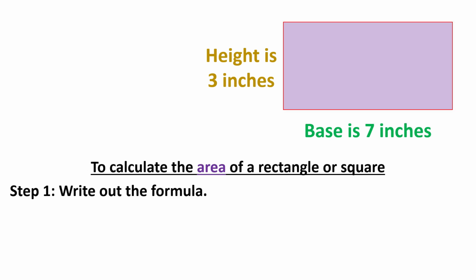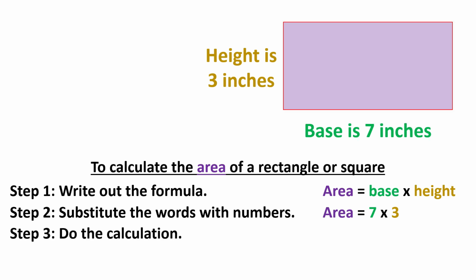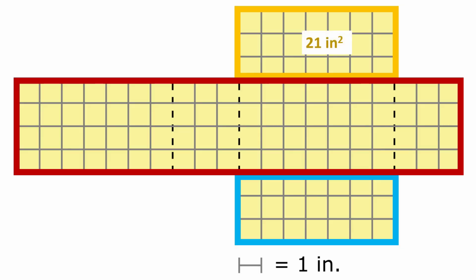Step 1. Write out the formula. Area equals the base times the height. Step 2. Substitute the words with numbers. In this case, the base is 7, and the height is 3. Step 3. Do the calculation. 7 times 3 equals 21. So the area of the top rectangle is 21 square inches.